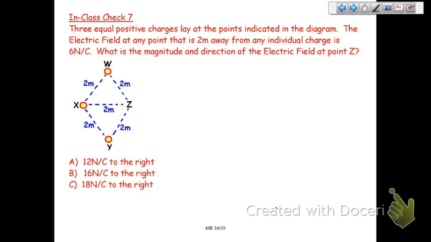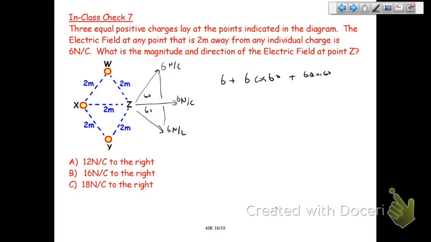Again, I'm going to fly through this. Basically, it's the same problem we had before, but now it's talking about electric fields. So I have an electric field there, there, and there. In this case, the electric field at any point 2 meters away from an individual charge is 6 newtons per coulomb, 6 newtons per coulomb, and 6 newtons per coulomb. And that's 60 degrees, and that's 60 degrees. I leave you to do the rest: it's 6 plus 6 cosine 60 plus 6 cosine 60, and that equals 12 newtons per coulomb to the right.